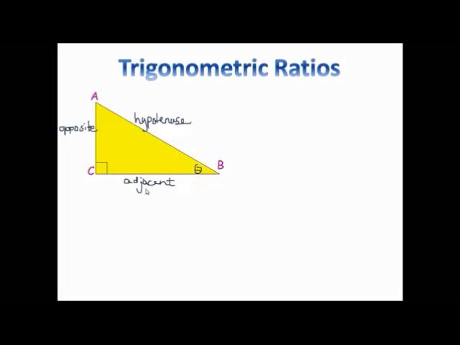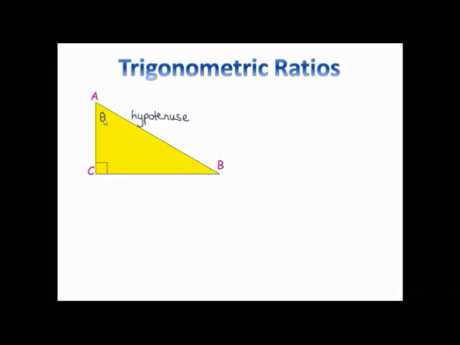Now, one thing we have to realize is that these sides are always labeled with respect to the marked angle. So if the angle changes, so do the labels of the sides. So for example, if we had marked this angle, so angle A was our theta, then we still have the hypotenuse, that doesn't change. Okay, because that's always the longest side.